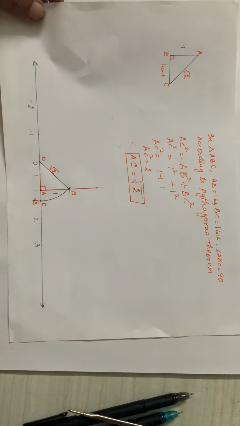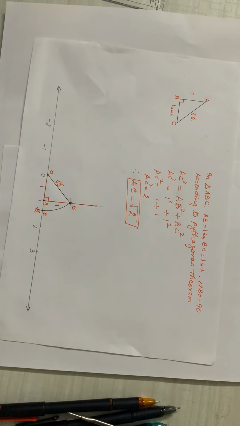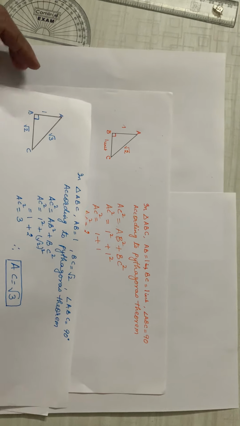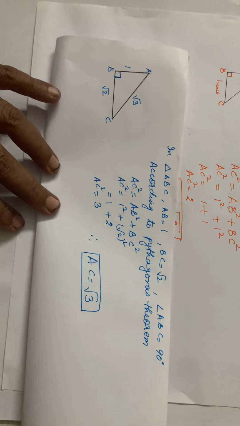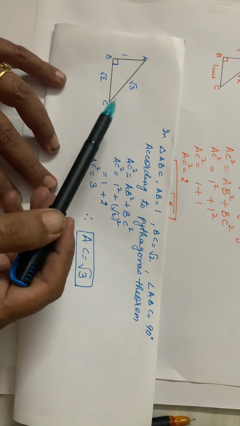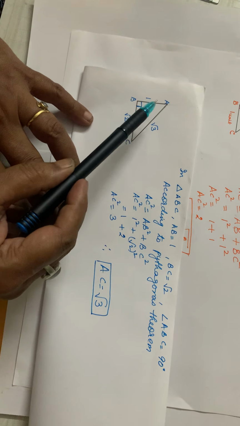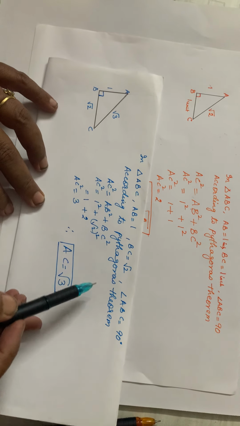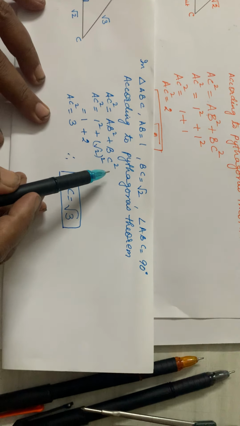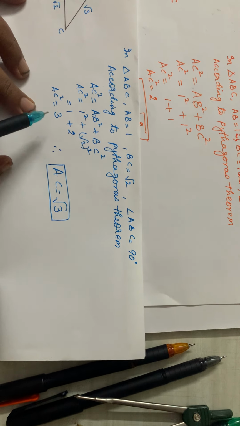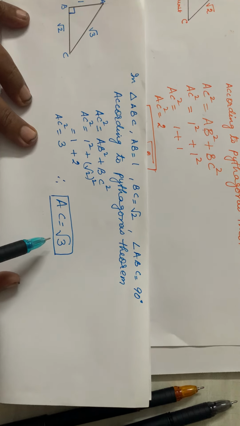Using the same method, we can show square root of 3 on the number line. For that, we have to consider one more right angle triangle with sides 1 centimeter and root 2 centimeter, or 1 unit and root 2 unit, and a right angle at B. If we consider this triangle, then according to Pythagoras theorem, again if we calculate AC square, it will be AB square plus BC square. That is 1 square plus root 2 square. That is 1 plus 2 is equal to 3. And hence you get AC as square root of 3.